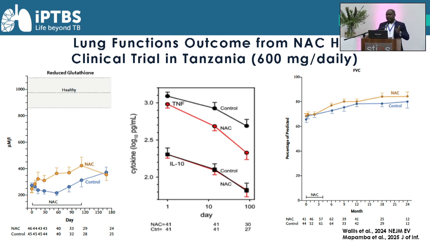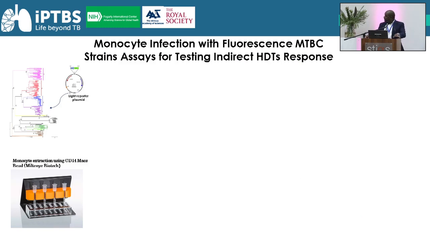At this point, you may ask, if we want to investigate the impact of host and pathogen diversity, how are we going to do that? Well, for the past few years, with grants from the NIH and the Royal Society, my group and I have been really thinking about this, and we came up with this approach. First of all, we got clinical strains of TB, transformed them with a certain plasmid so that they can emit light where they grow, and we target monocytes. So we isolate monocytes using this approach.